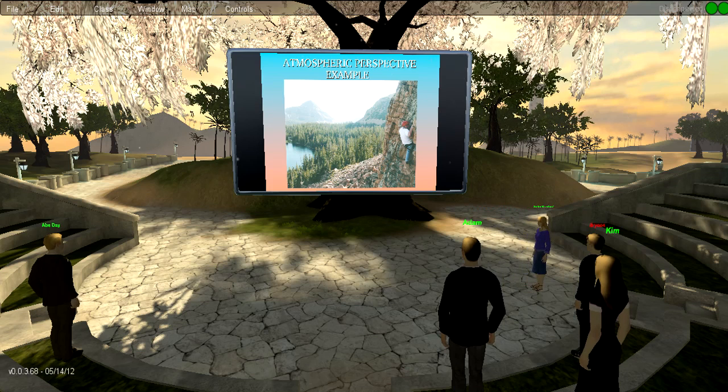Well, the mountain in the foreground is a lot more saturated, and you can see a lot more detail. It's washed out in the back, in the distance. Excellent. That's exactly right. Atmospheric perspective means that there's more atmosphere between us and the farthest mountain, and so therefore it looks more bluish, the color of the atmosphere.